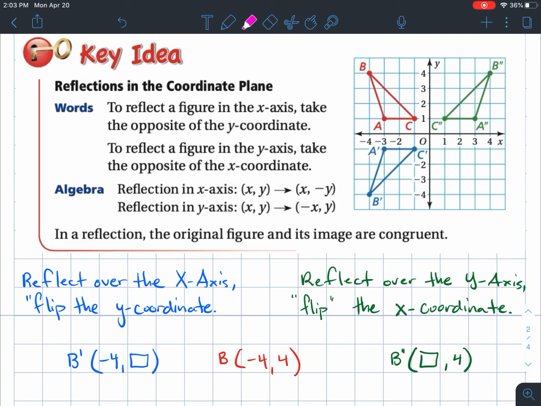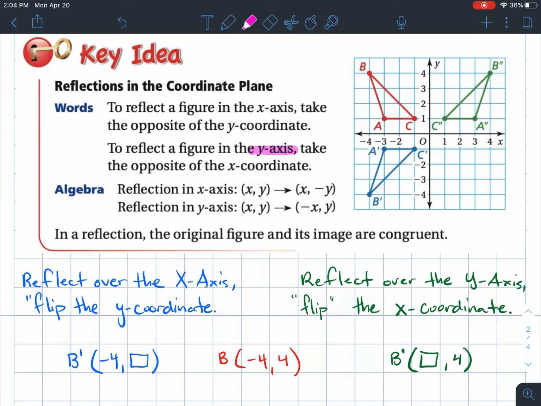So real quick, what are opposite numbers? Think about that for a moment. What are opposite numbers? To reflect a figure in the y-axis, so now we're looking here, you take the opposite of the x-coordinate.